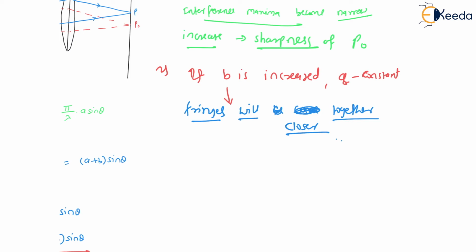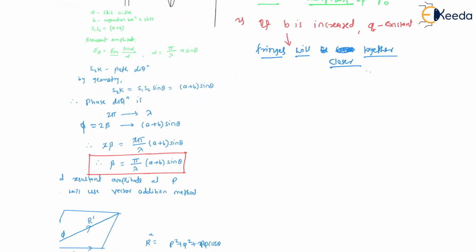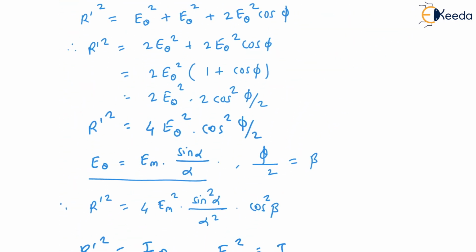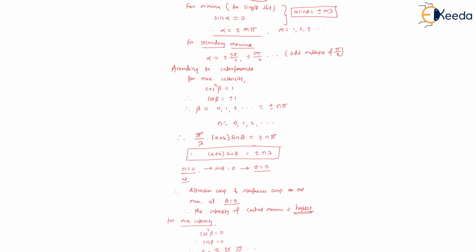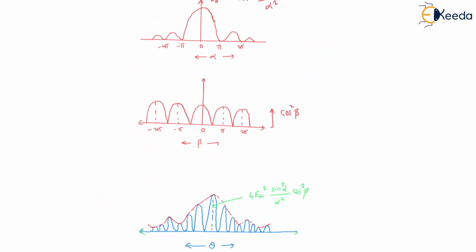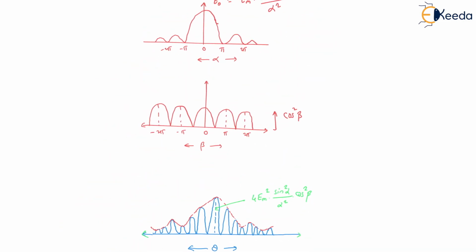So that's why more and more interference maxima will lie within the central maxima. What will happen? More of these fringes here. See, if we take a look at the graph here, as the value of b is increased, the spacing between these bright bands will decrease.